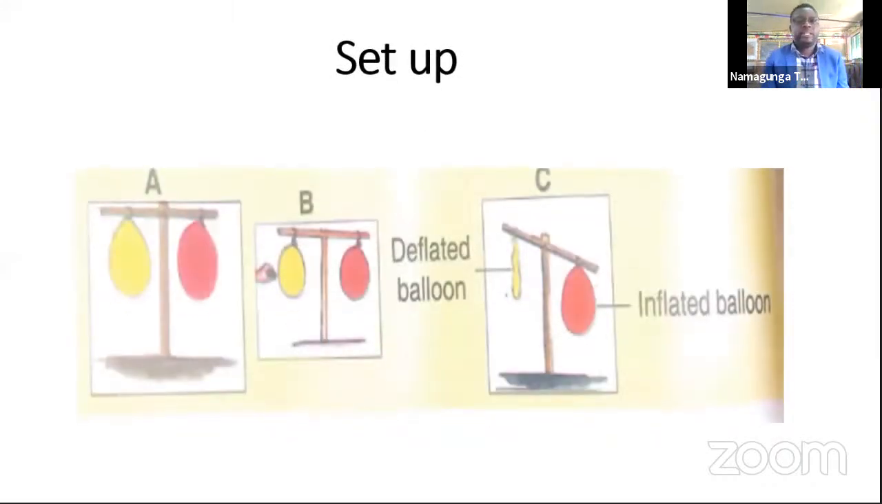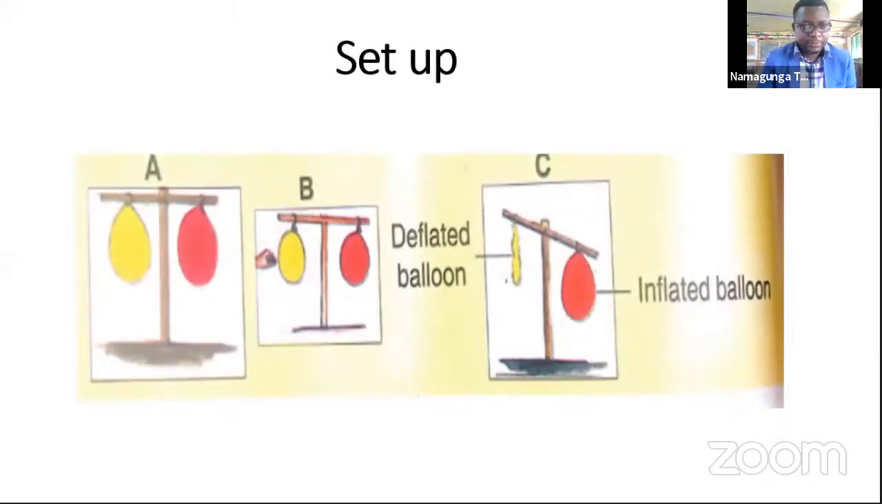So when you look at our diagram here, in diagram A, the balloons were balancing, as I said. Then when you look at B, someone was trying to prick the balloon, which was yellow. And then, of course, air has to get out. And when air gets out, what will happen? It will be deflated.